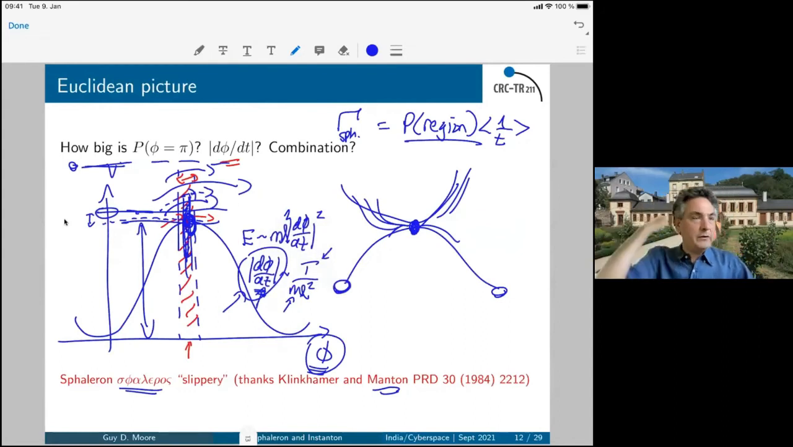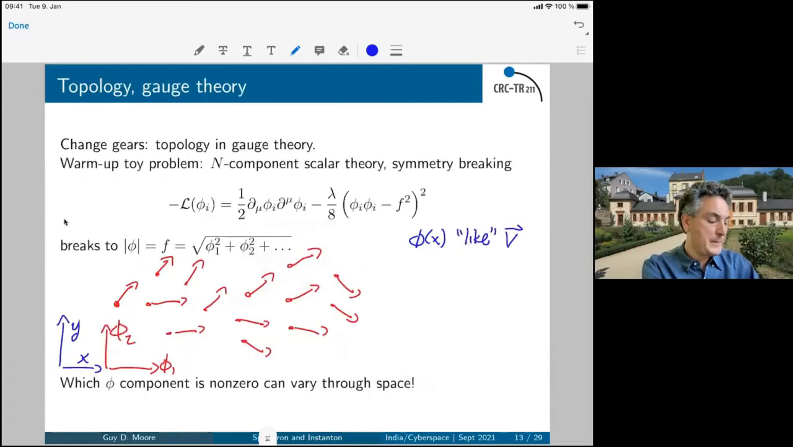Okay, so that's sphalerons and instantons. And if there's any question about sphalerons and instantons where you need me to be clearer or more explicit about something, this is a good time. Otherwise, I'm going to continue to applications. Okay, so let me talk about topology and gauge theory. And this I'm going to do super fast because the previous speakers today have actually covered most of what I wanted to say already.